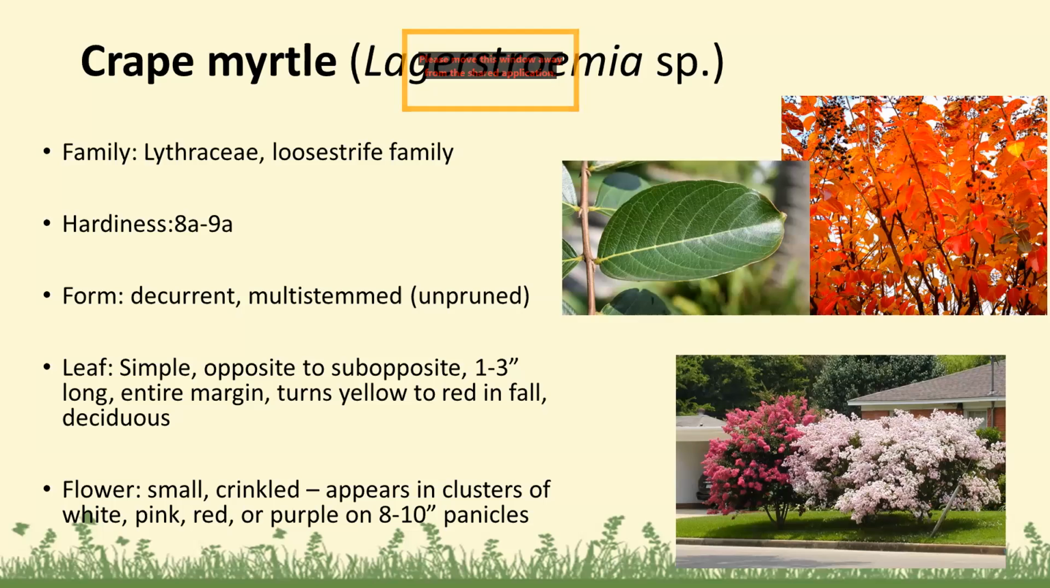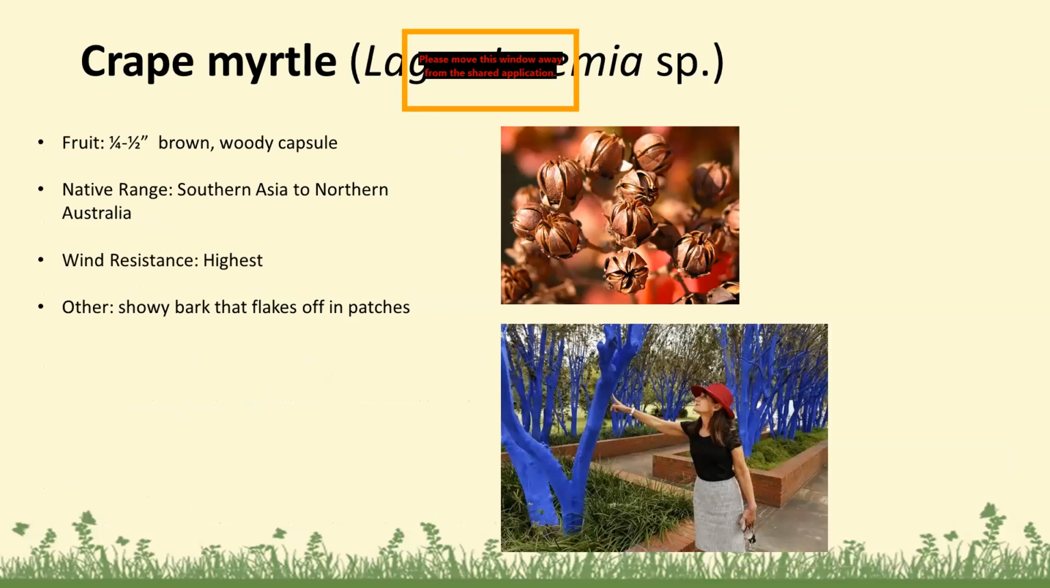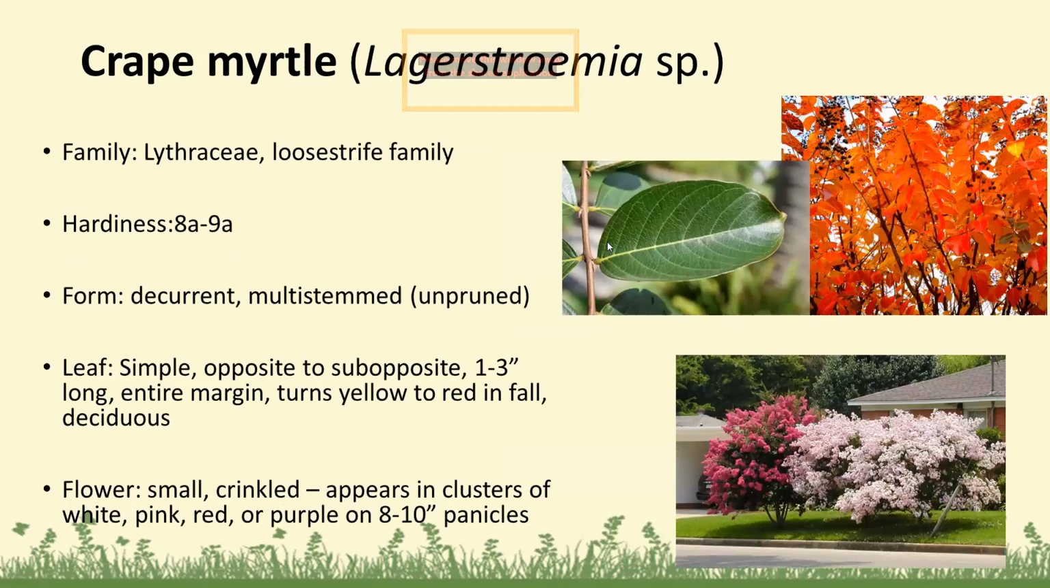So crepe myrtle. I guess it's pretty much the only thing I know in its family, Lythraceae. As you guys know, it's decurrent and multi-stemmed. It's pretty hardy for most of the state. The flowers tend to be pretty prolific, and a defining feature is that they're small and crinkled. And the fruit is a brown woody capsule that's on there a lot of the time as well, when the flower isn't present. So just going back, I also want to point out the leaf here.